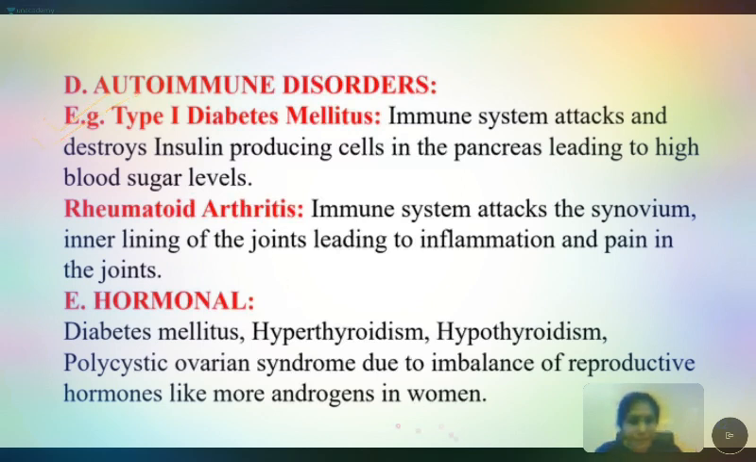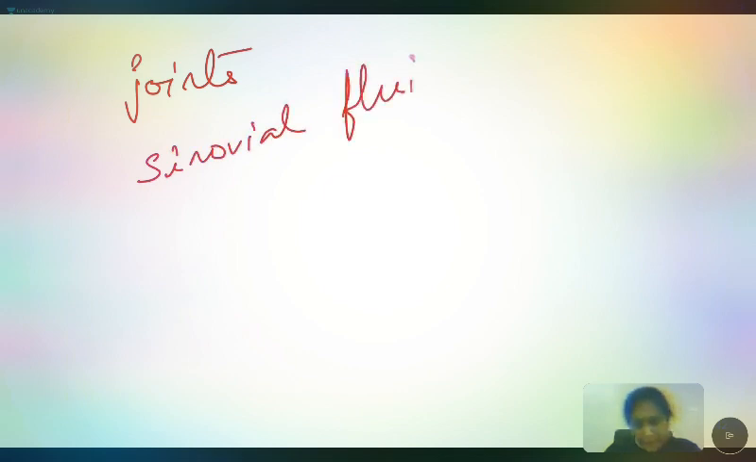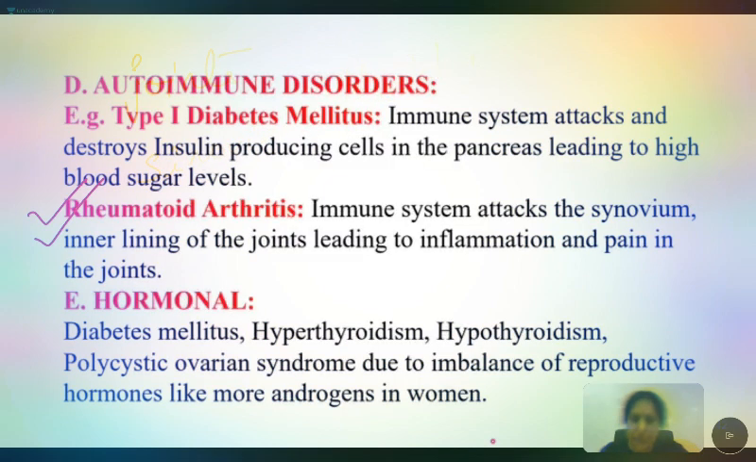Next one, rheumatoid arthritis. At bone joints, we have a material called synovial fluid, also known as synovium. This is like grease, just like we put grease in our automobiles, screws and all to reduce the friction. Like that, we have some jelly-like, grease-like material at our joints called synovial fluid.